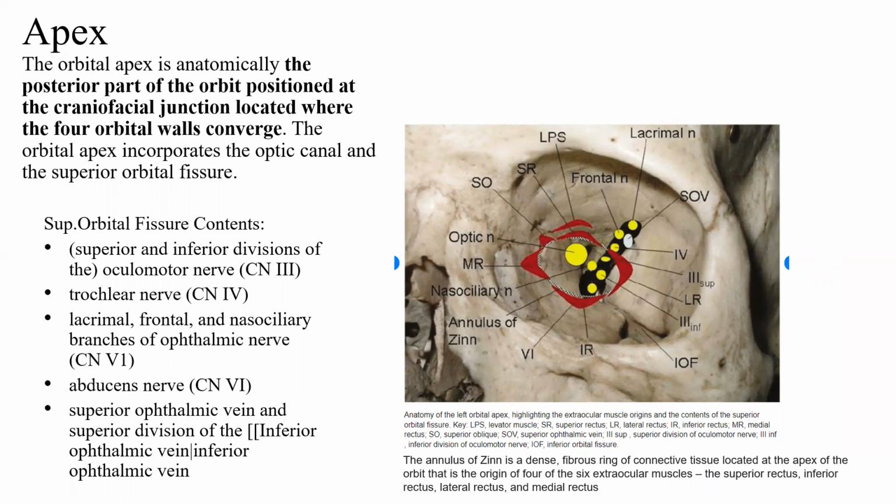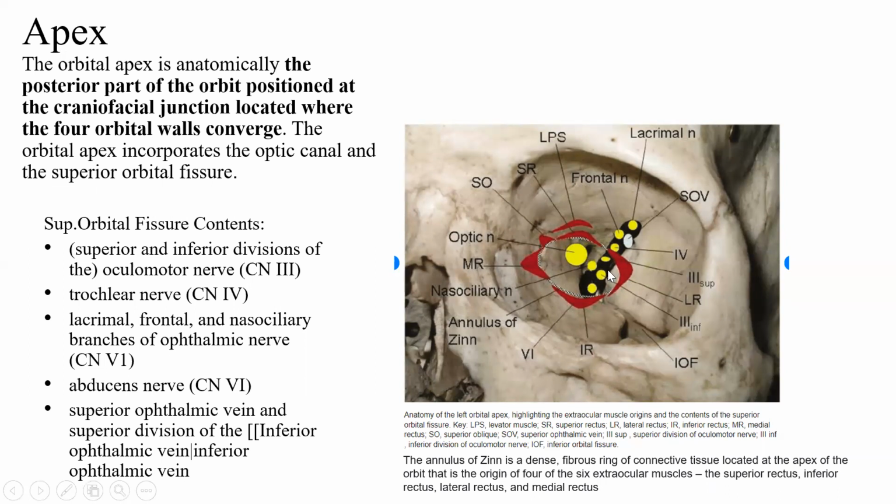So the base is what you can see, the eye, which is covered with the eyelids and open to the surface, and the base is basic, and the apex is deep down posteriorly. So the orbital apex is anatomically the posterior part of the orbit that is positioned at the craniofacial junction, located where the 4 orbital walls converge together. The orbital apex incorporates the optic canal and the superior orbital fissure.